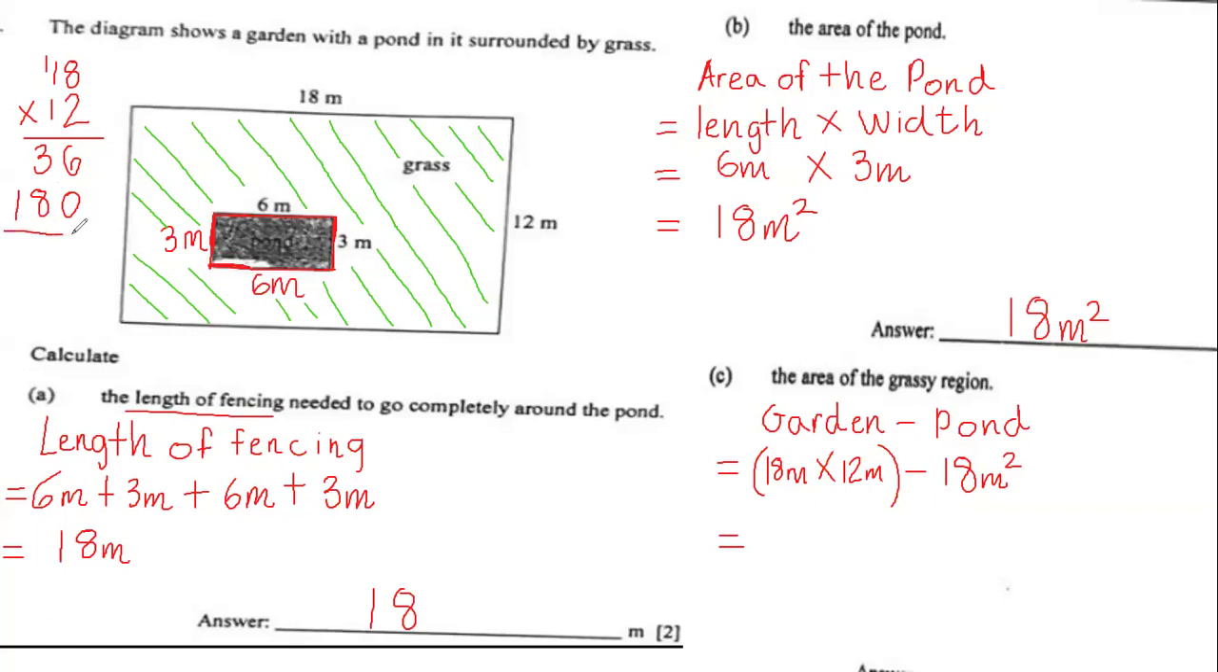And so we're going to add these two. 6 plus 0 is 6. 8 plus 3 is 8, 9, 10, 11. So we put the 1 down, put the 1 up. 1 plus 1 is 2, so the answer is going to be 216. So that means that the area of the garden is going to be 216 meters squared.